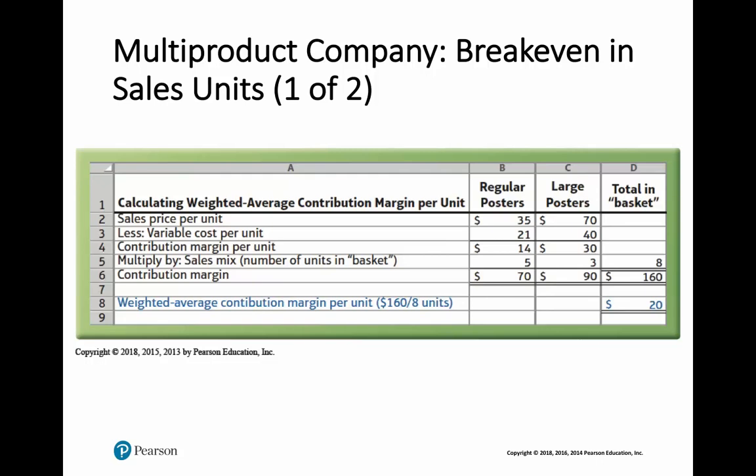So what we do is we calculate our contribution margin per unit, and we've already calculated it for our regular posters. That's what we've been going through this chapter, that $14 contribution margin per unit. Now we're introducing this large poster that we sell for $70 per poster. We have a variable cost of $40 per poster, so we have a contribution margin of $30 per poster.